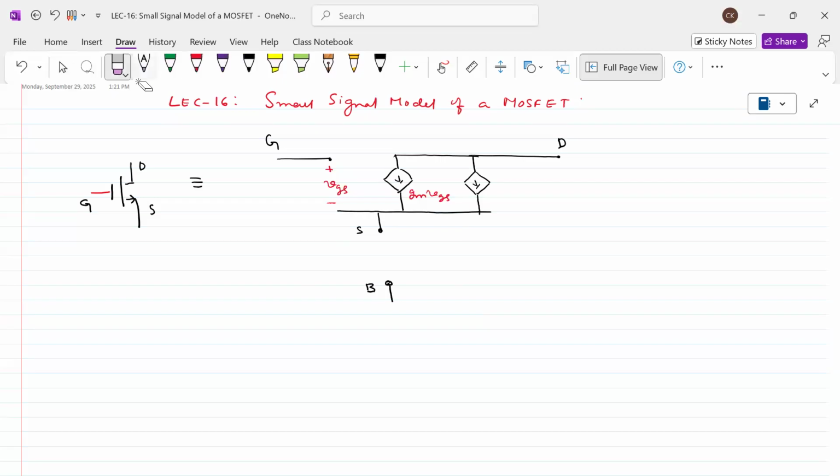Of course, I'm so sorry, it is a negative potential here and a positive here. This is VBS, body to source. Therefore, this is called gmb times VBS. Similarly, we have another component. What is this component? Resistance. That is called r0. What is the dependency of this one? It depends on VBS.